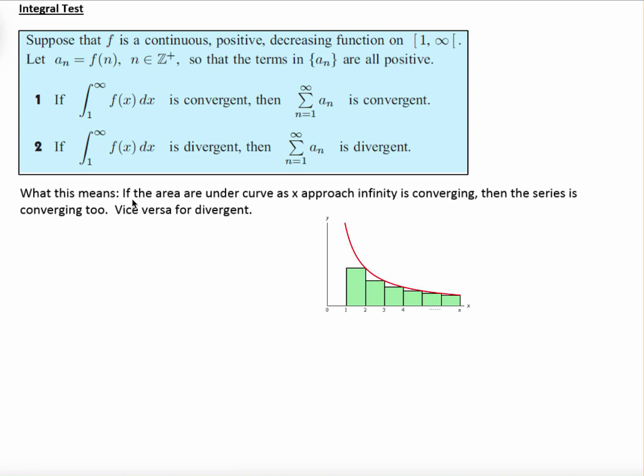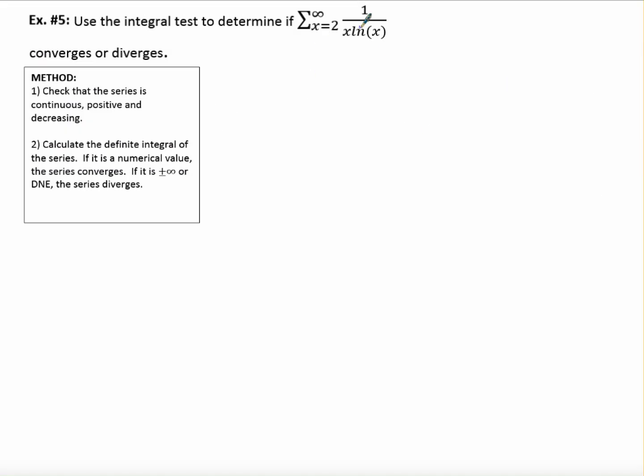Basically, everything I just said means if the area under the curve as x approaches infinity converges, then the series is converging too, and it works the same way for divergence. So we can take something like this problem where we're looking at the sum from 2 to infinity of 1 divided by x times ln x. And we can start by letting a sub n be equal to 1 divided by x ln x. And then we can take the integral and see if this integral is going to converge or diverge.